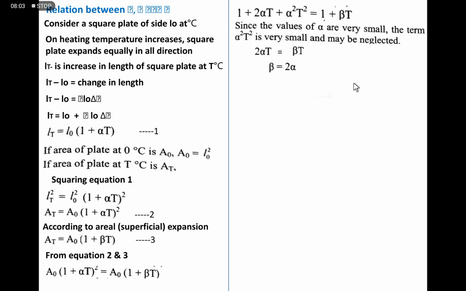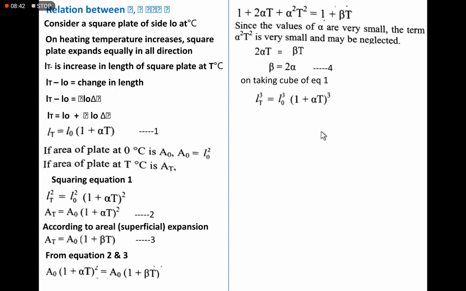Now in the next part, this is equation number 4. Again we have to consider the same, that is change in length, etc. But here we have to consider the volume expansion. Now instead of the square of equation number 1, we'll consider the cube of this equation. It becomes L_T cubed is equal to L naught cubed into bracket 1 plus alpha T, bracket raised to 3.